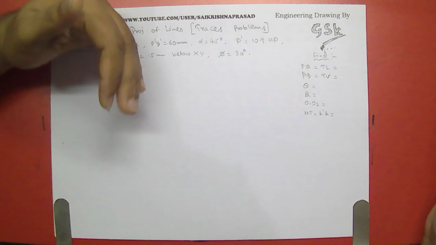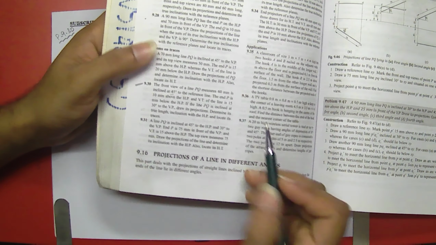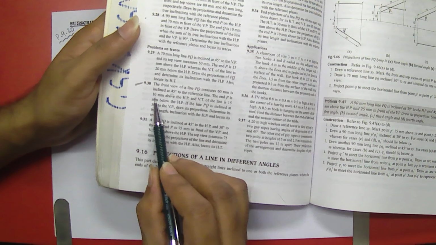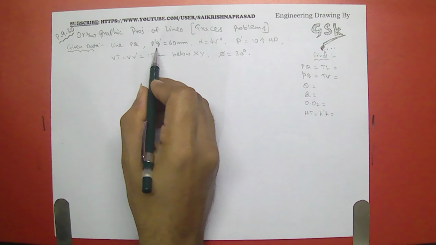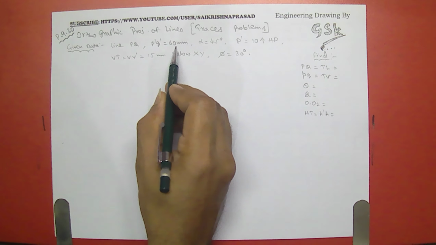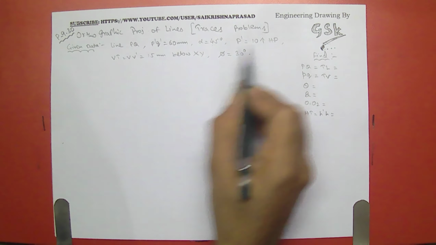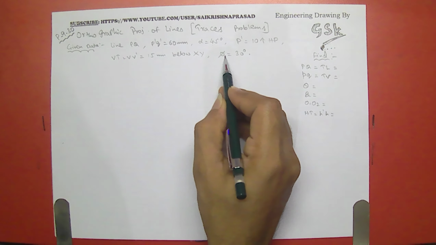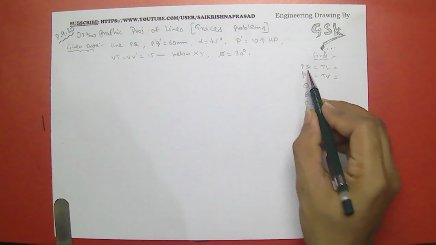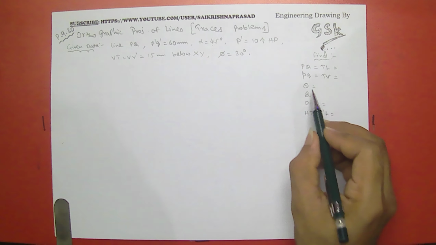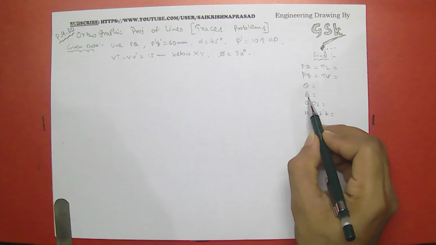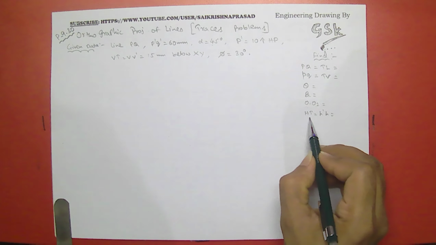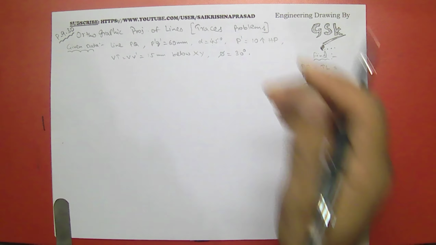I'll be extracting the given data from this question. So the front view is P dash Q dash, that is 60 mm, and alpha is 45 degrees, and P dash is 10 mm above the HP. I have written here the given data: line PQ, P dash Q dash 60, alpha 45, P dash is 10 mm above the HP, vertical trace is 15 mm below XY, and phi is 30 degrees. Here we have to find the true length, the top view pq, the true inclination theta, the top view projected angle inclination beta, the distance between projectors, and the horizontal trace H dash and H. So let's start the problem.